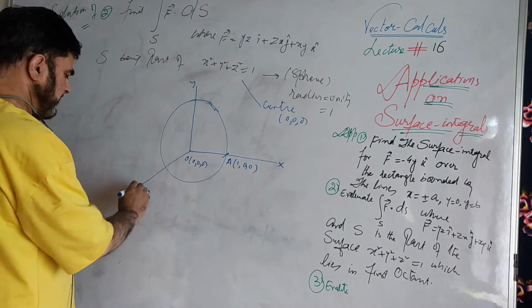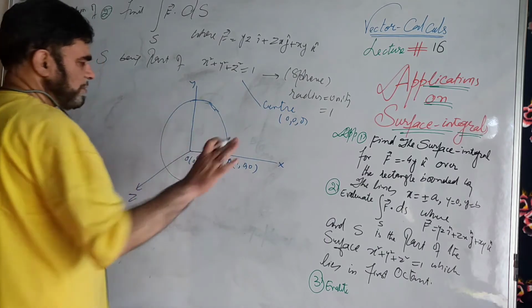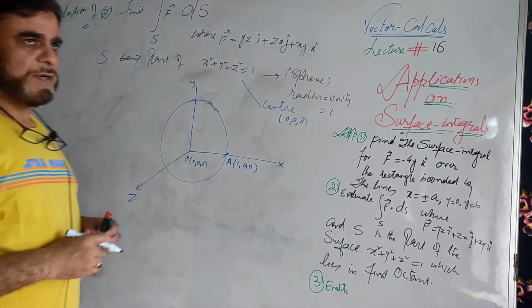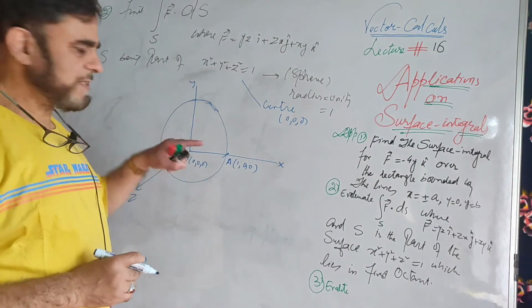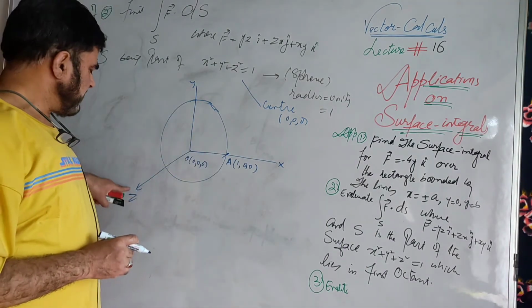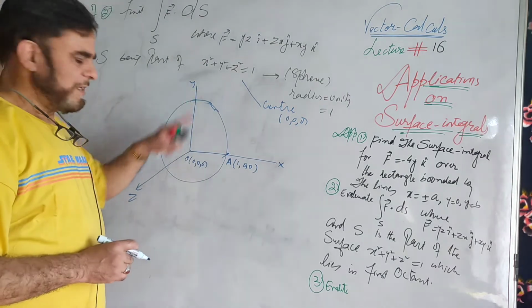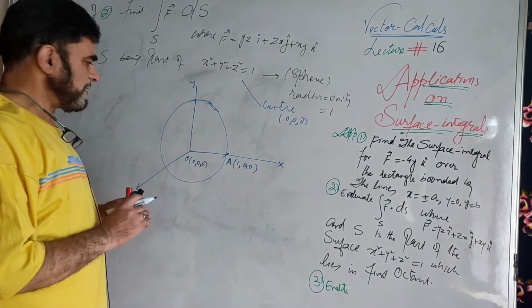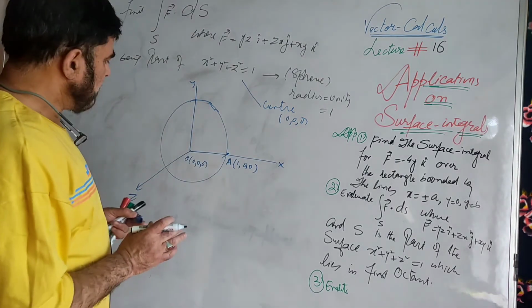Let me take this as z axis. There is no hard and fast rule to fix the names of the axes. You can even take this x, this y, this z. Sometimes you take this x, this y, this z. Doesn't matter, because I took it this way since I want to project.